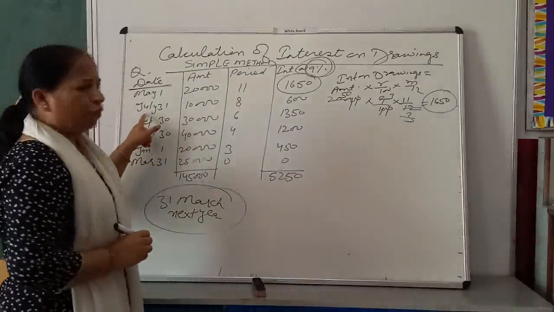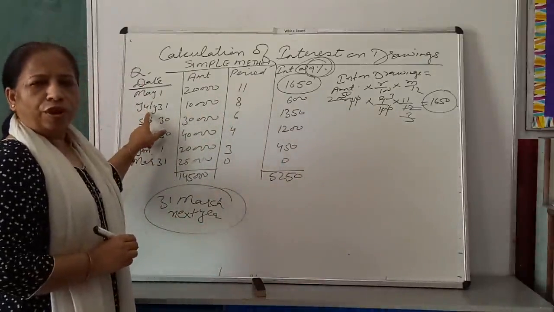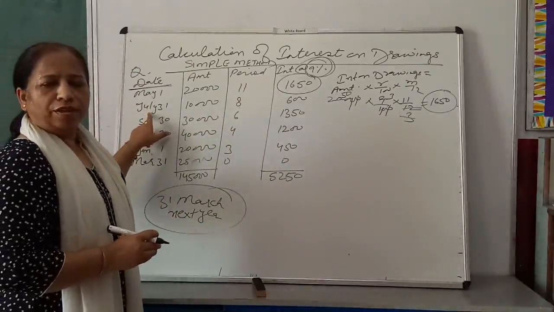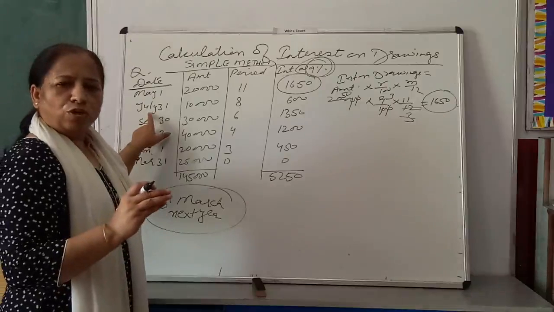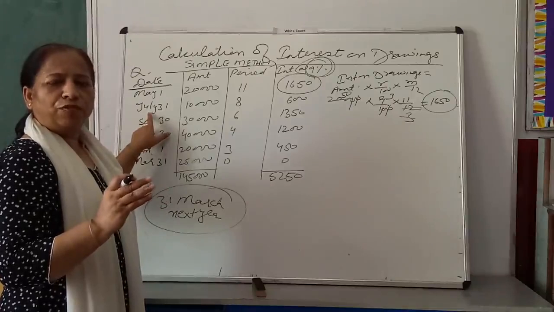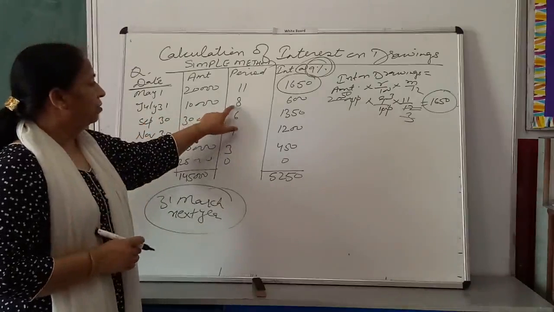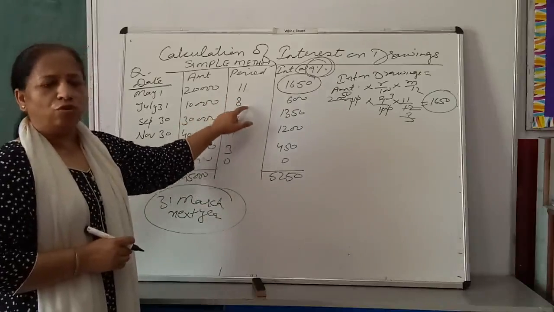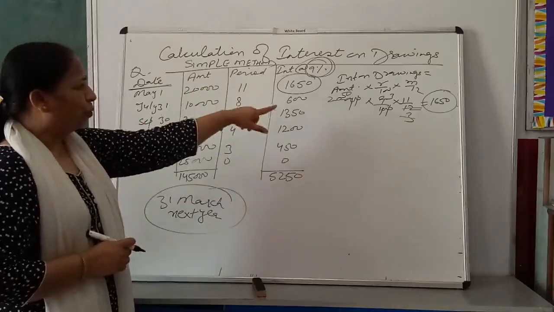Next, July 1st. When you are drawing money on July 31st, that means you are using this money for the full month of August, full month of September, October, November, December, January, February and March. That means you are using this money for 8 months. Then you have to calculate interest on drawings for 8 months by applying the same formula.